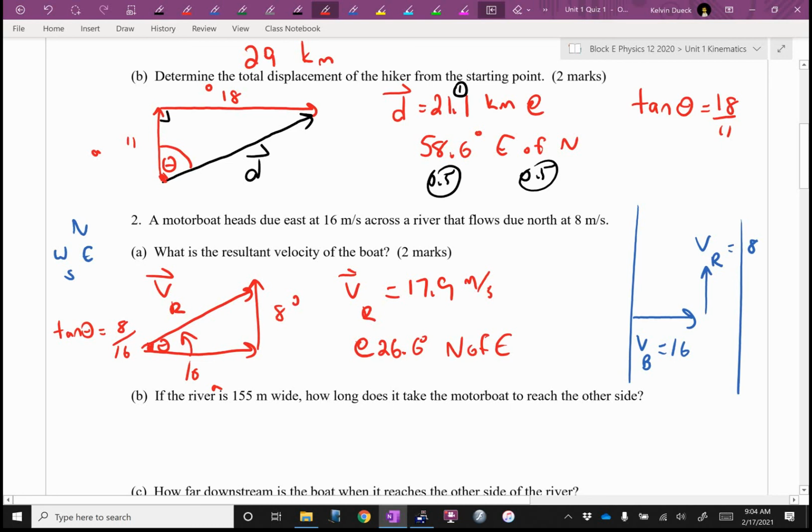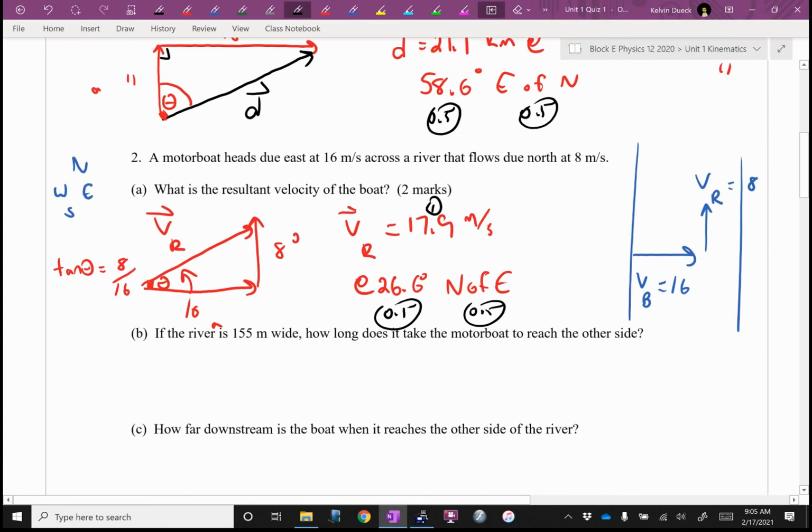I would also take whatever 90 minus 26.6. I can do that in my head. 63.4 east of north. As before, 1 mark for the magnitude, half mark for the theta, half mark for the what of what.